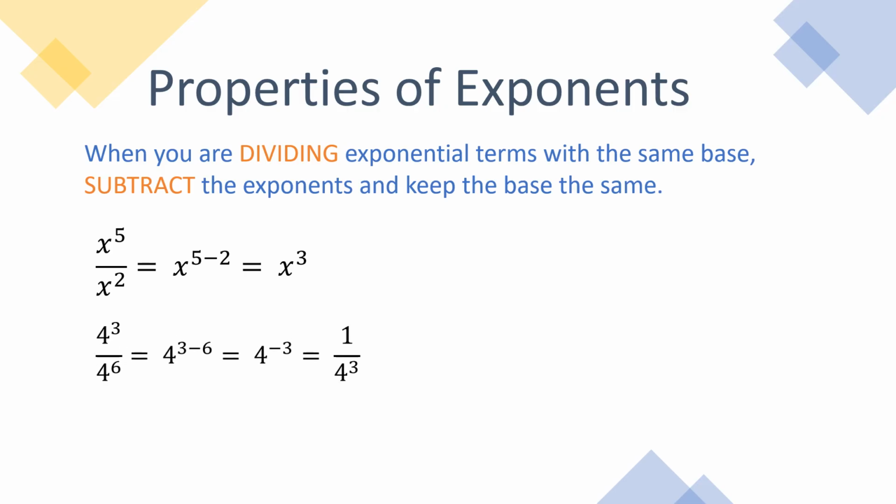It even worked with numbers still. 4 to the 3rd divided by 4 to the 6th, my bases are the same, so I subtract. I keep the base of 4, and 3 minus 6 is negative 3. So my answer is 4 to the negative 3rd power. But don't forget, we learned in our rules of exponents a little while ago, negative exponent means reciprocal. So I would want to rewrite this answer to be 1 over 4 to the 3rd.